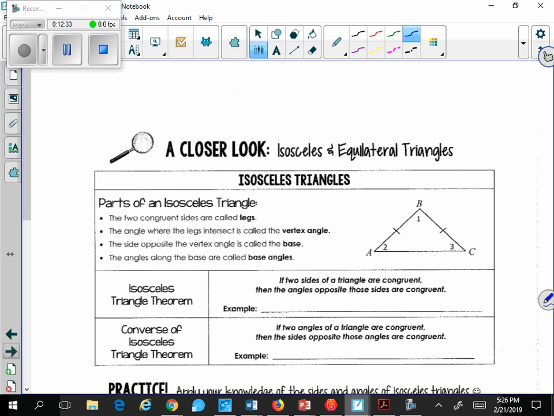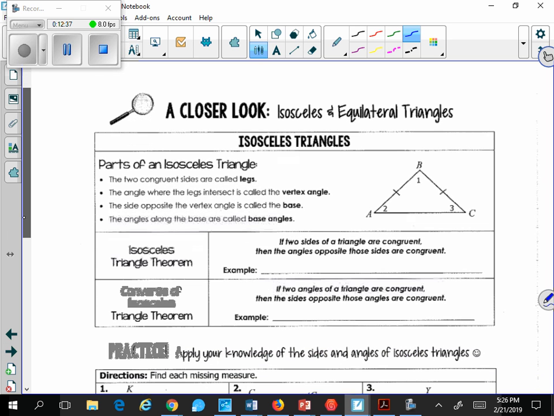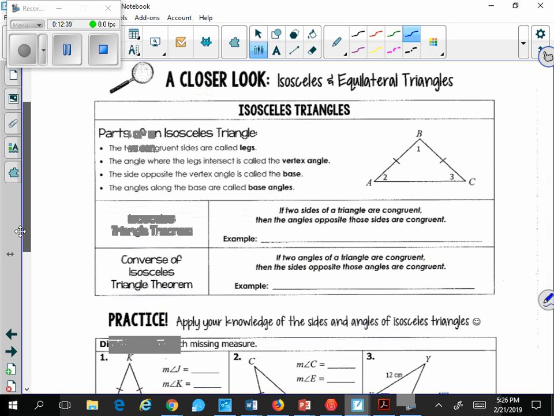But let's turn the page, because I want to do two more quick things. I apologize. I know this is a lot of different information, but you'll live. And again, this is kind of stuff that you already know. We're talking about here isosceles and equilateral triangles.